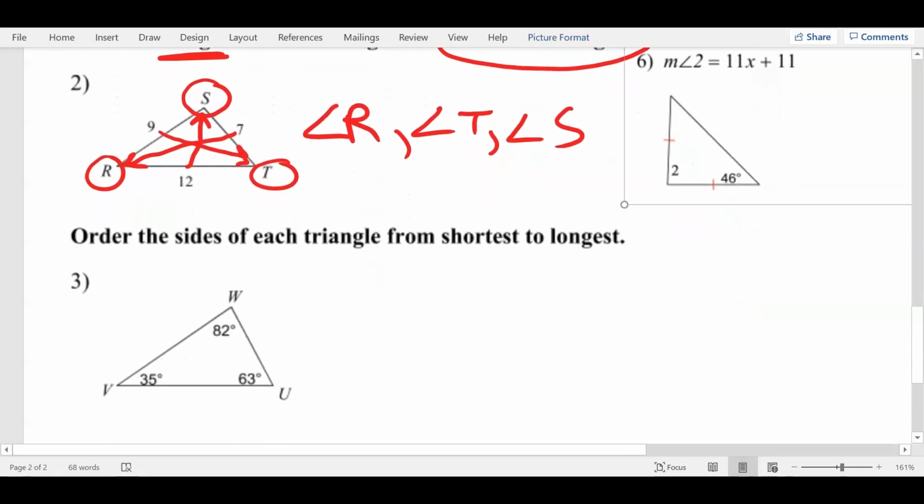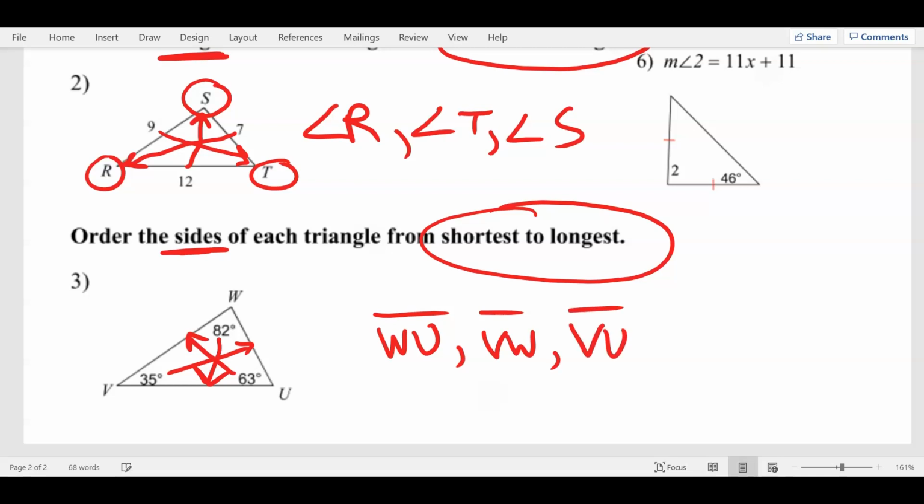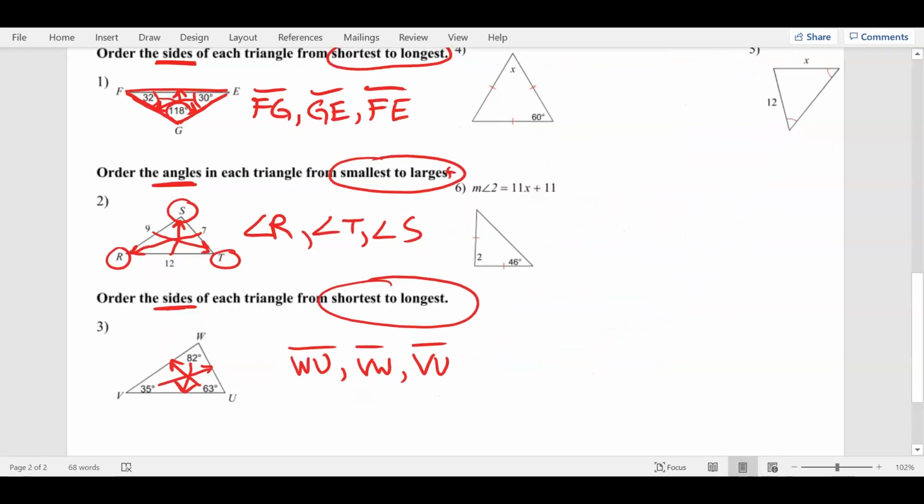Okay. And then number 3 is like number 1. The sides, what's the shortest to longest? What's the smallest angle? What's across from the smallest angle? UW or WU, either way. What's the middle angle? What's across from that? VW. And then the biggest angle, what's across from that? VU. Okay. Do you see how you're writing stuff across? You're looking for the sides, they only give you the angles. You got to look across. If they give you the angles, you got to look across to get the sides, okay?